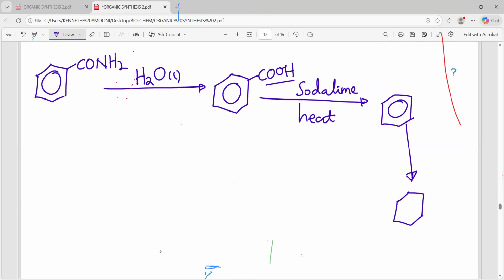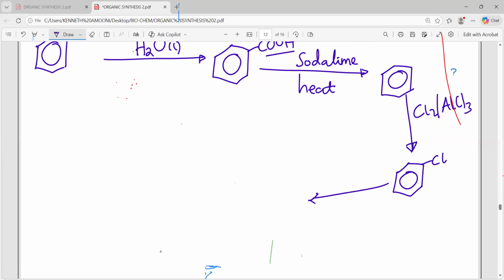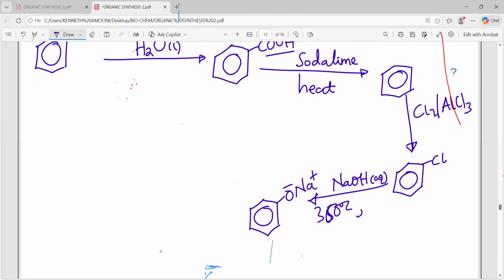Then after that you can form chlorobenzene. Remember, we are aiming at producing phenol. So here we shall add chlorine in the presence of a halogen carrier, that is aluminium chloride. Then from here, what are we going to do? We are going to form sodium phenoxide. To produce sodium phenoxide, we need aqueous sodium hydroxide at 350 degrees Celsius, 360, sorry, and 150 atmospheres of pressure.